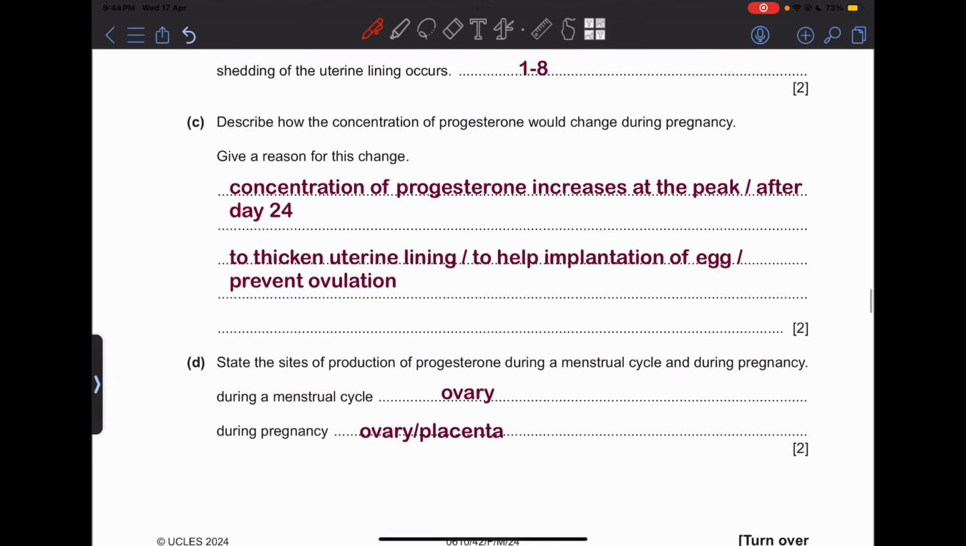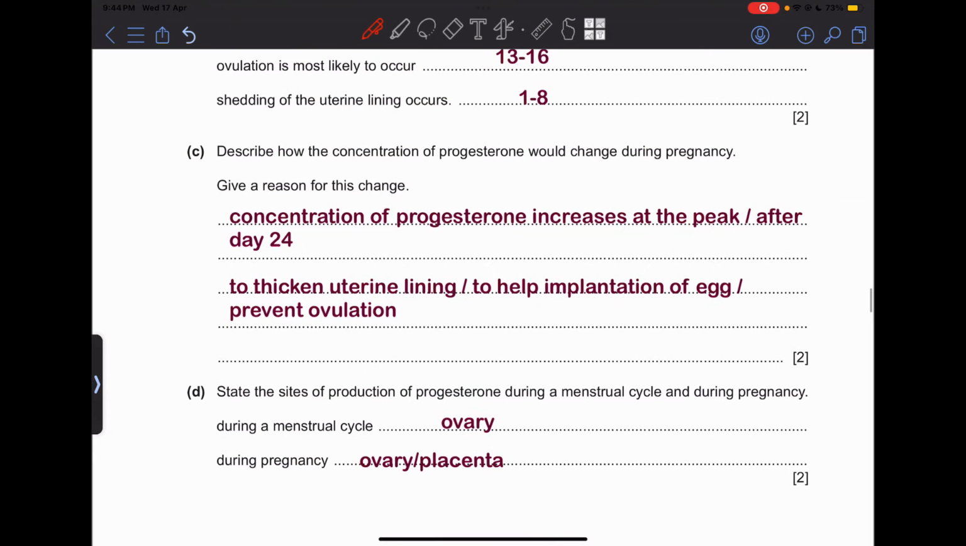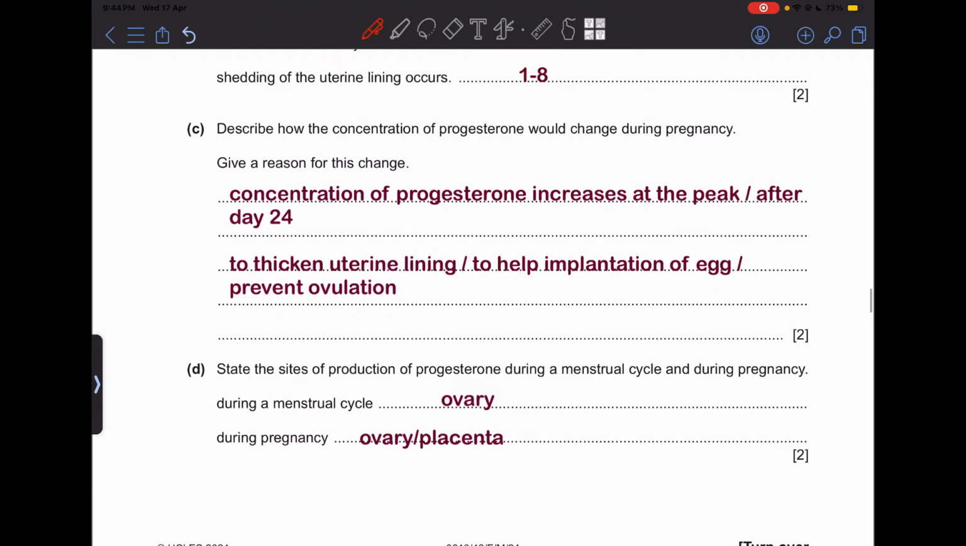So describe how the concentration of progesterone would change during pregnancy. Give a reason for this change. So the concentration of the progesterone increases at the peak after day 24, to thicken the uterine lining, to help implantation of the egg, and to prevent ovulation. So this is why it changes this way.